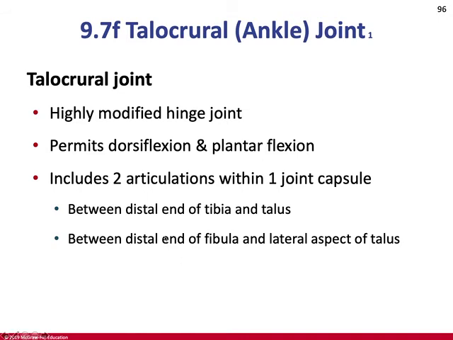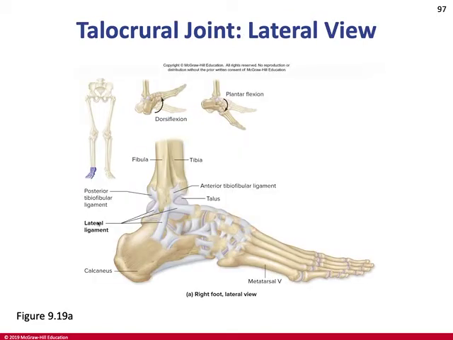Okay, the talocrural joint, or your ankle joint, is a hinge joint that allows dorsiflexion and plantar flexion, as well as eversion and inversion. There's an articulation between the distal tibia and talus, and between the distal fibula and the talus. You can see it here. Note again the ligaments that stabilize the joint. Note the angular movements that are permitted. But again, we also have the ability to evert and invert the foot as well.